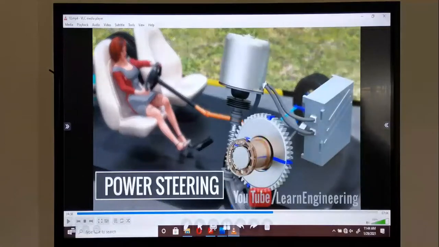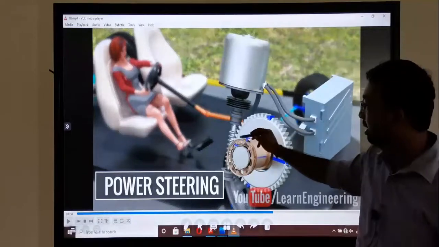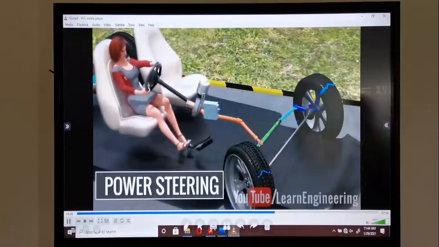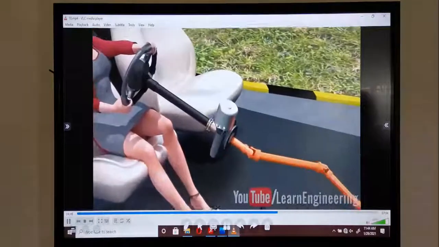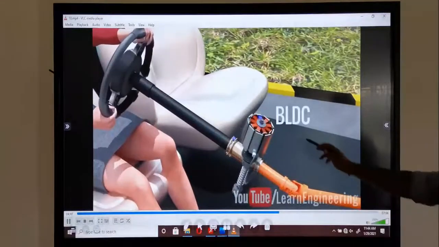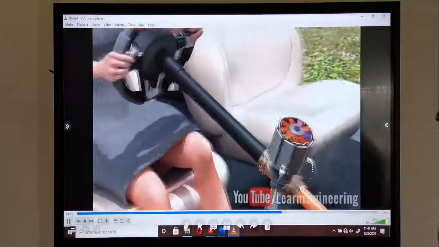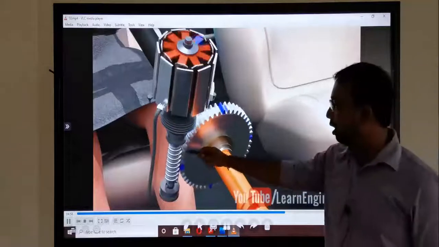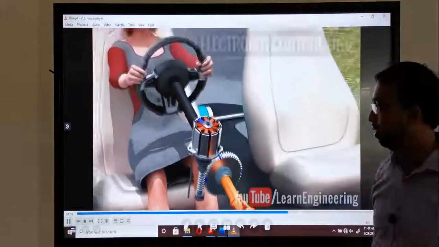Additionally, in the power steering, you can see this is the steering wheel. There is a gear, a worm gear, additionally connected with the motor. Here a brushless DC motor is used, widely used in power steering. Now you can see it also gives the rotation or extra force, additionally for the steering rotation.